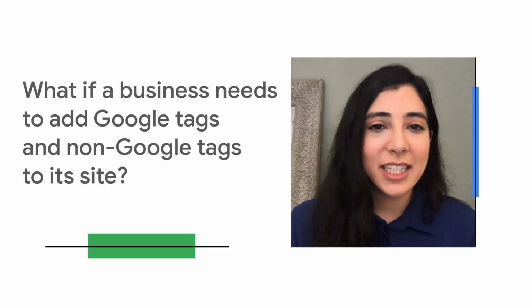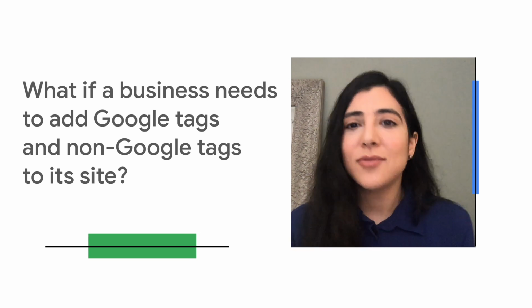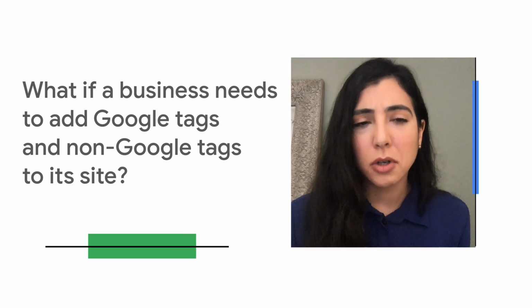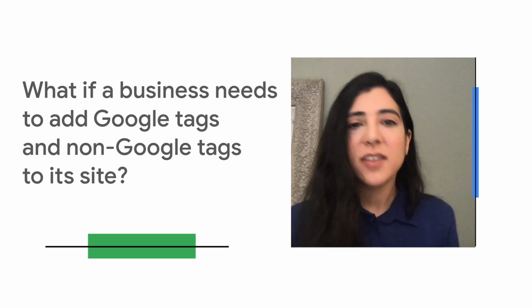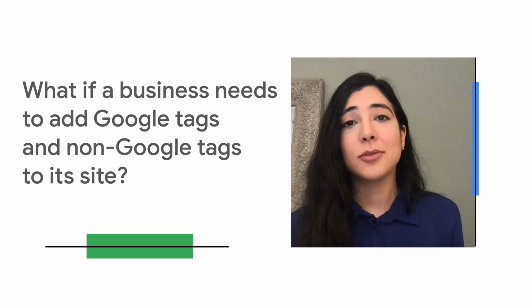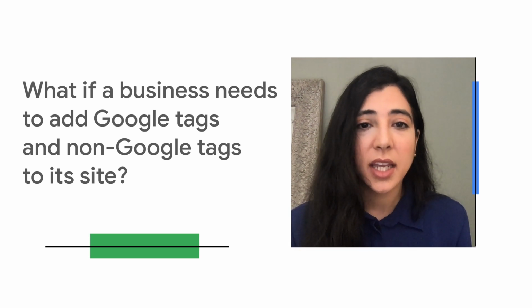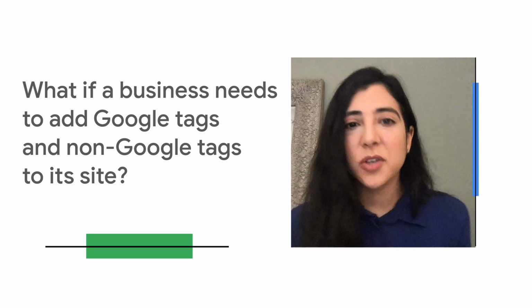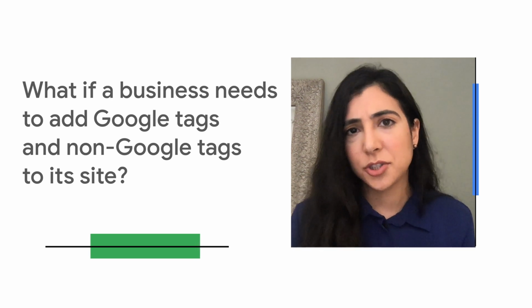So many advertisers work with several different partners, not just with Google. And if a business is working with many partners and has many tags in addition to Google that it needs to place on its site, what do you recommend? Does Google have a solution for that?